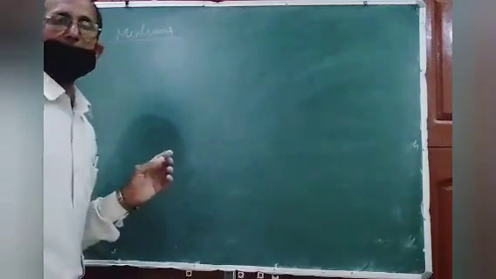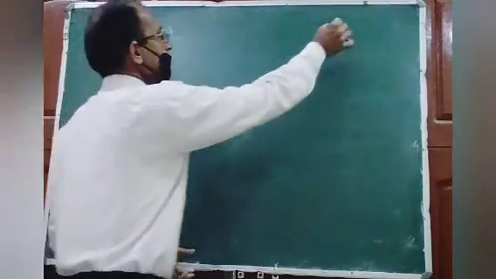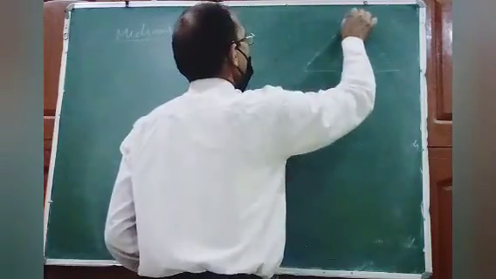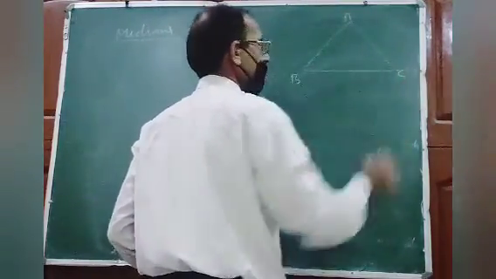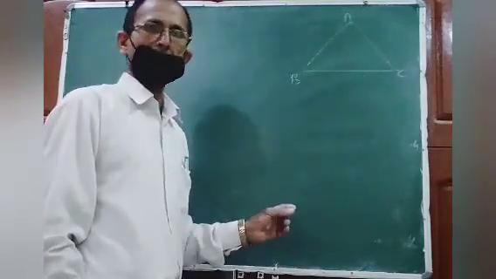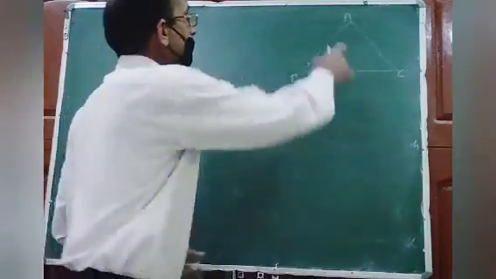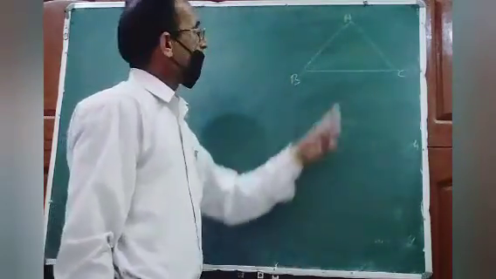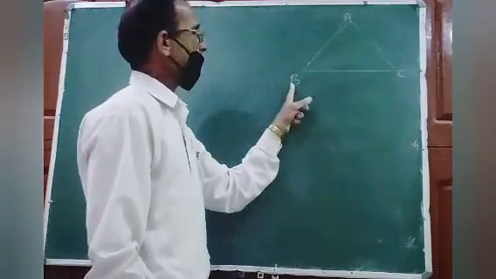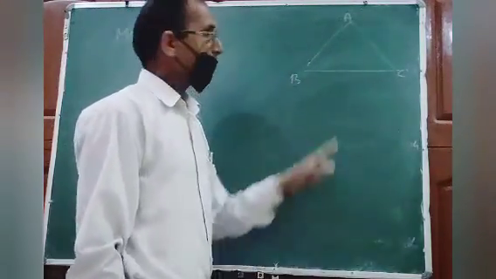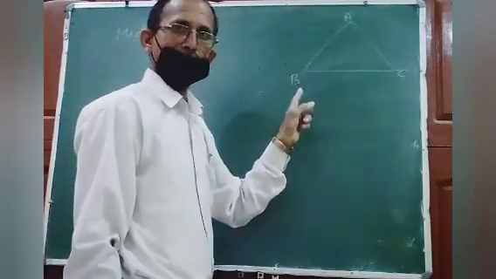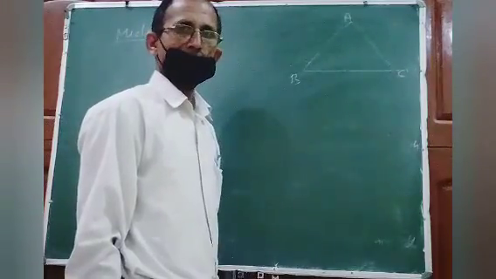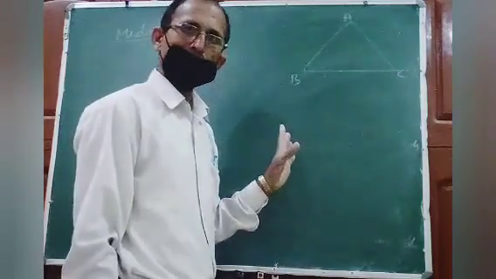Medians. So what are medians in a triangle? Suppose this is a triangle A, B, C. Students, pay attention, listen properly and try to understand. These are the vertices I told you: A, B, C are the vertices of a triangle. Vertex A, vertex B, vertex C. If the midpoints of the opposite sides are joined from these vertices, we can call them medians.